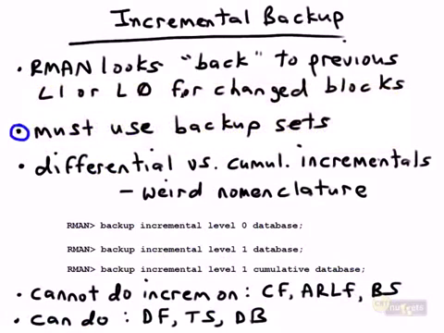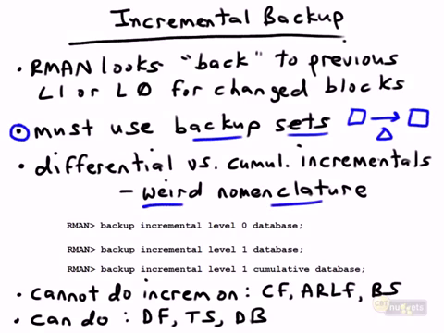If you're going to do incremental backup in Oracle Database 11g, you have to use backup sets. Can't use image copies with this scheme. And again, that makes sense logically because the image copy is a file-to-file, bit-by-bit copy. So by definition, we're not doing any incremental or differential stuff at all. We've already covered the weird nomenclature in terms of differential versus cumulative incrementals. Let's get to the meat and potatoes, and we're going to see this in the upcoming demo.